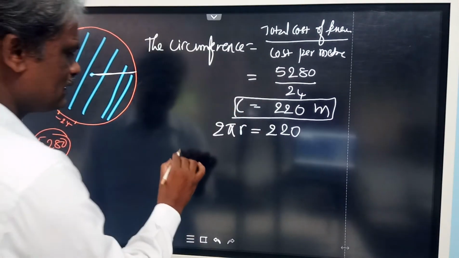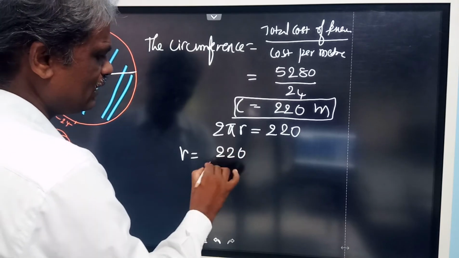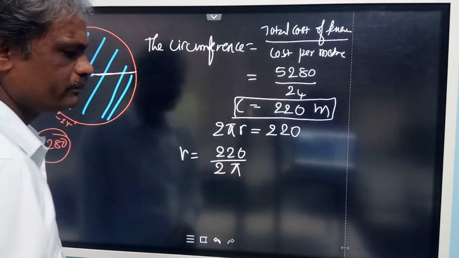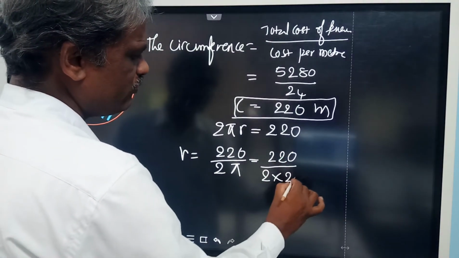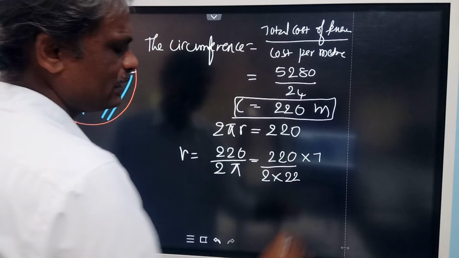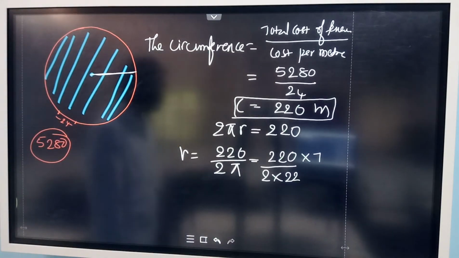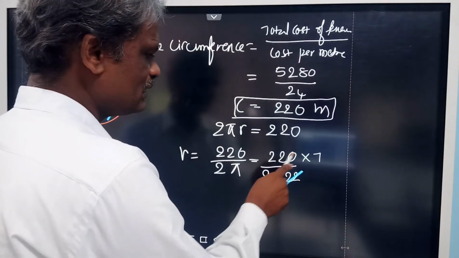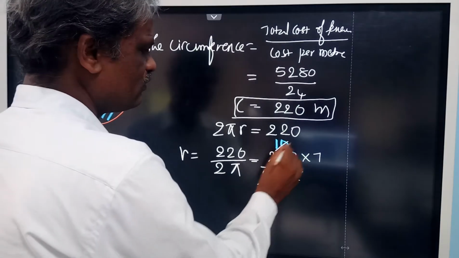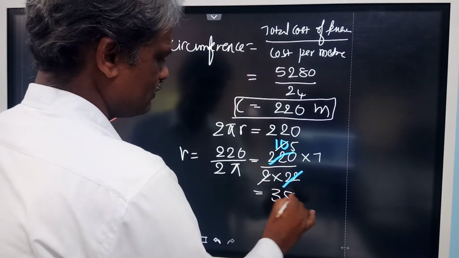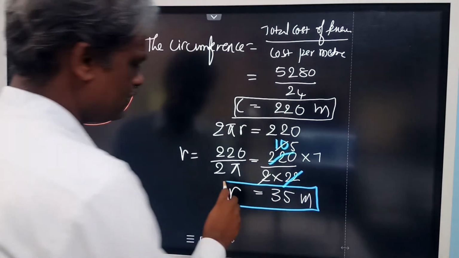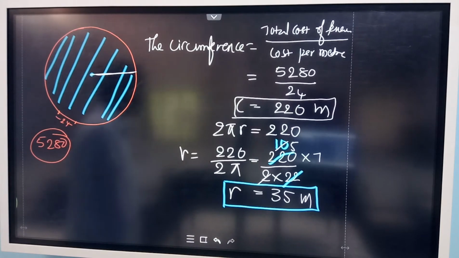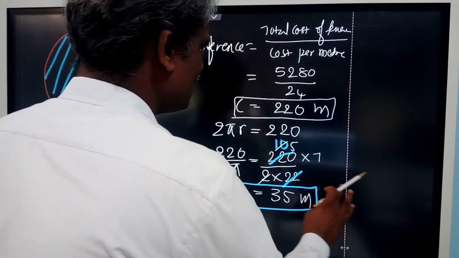So now radius is equal to 220 divided by 2 into pi. That is the same as 220 divided by 2 into 22 by 7. So take 7 to the numerator. Now divide this: 22 ones are 22, 10s are, 2 ones are 2, 5s are, 5 7s are 35. So r is equal to 35 meters. It is given in meters, therefore radius is equal to 35 meters. Once you get the radius, you can find the area of the field.